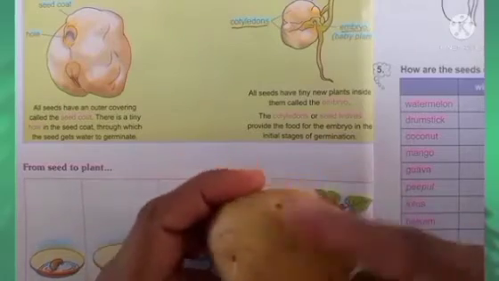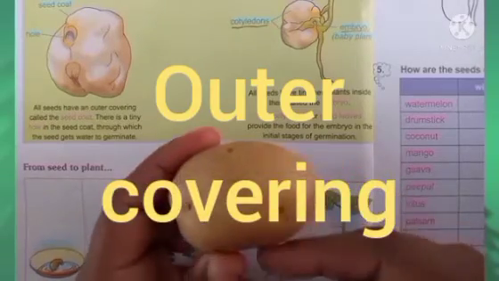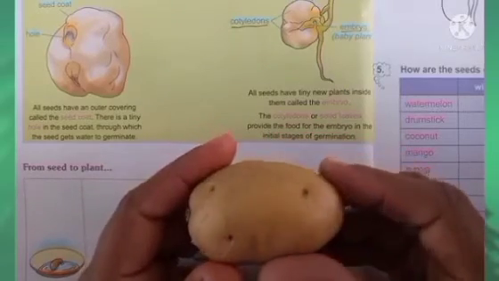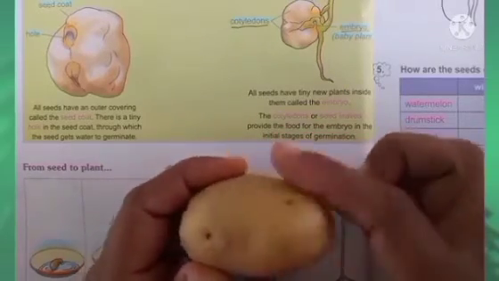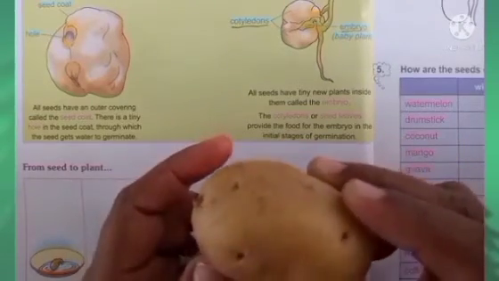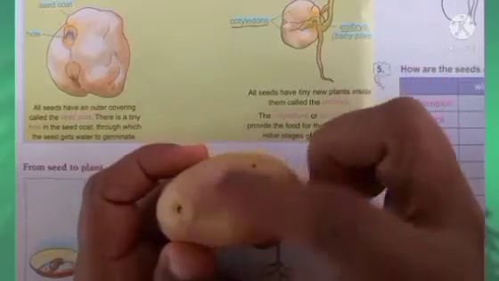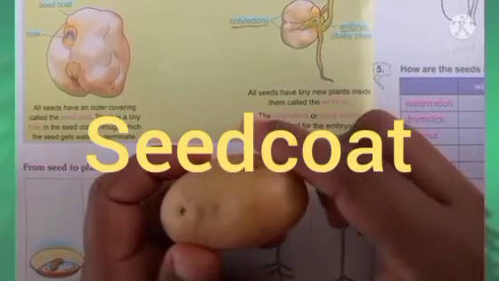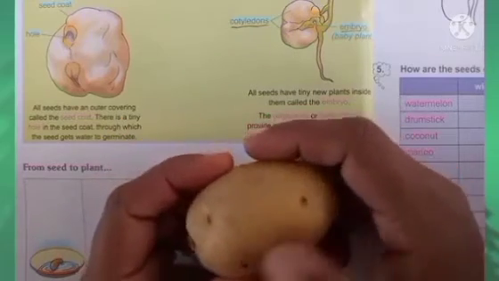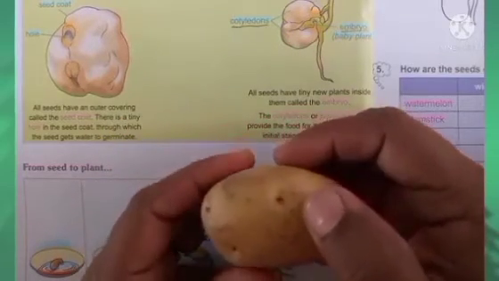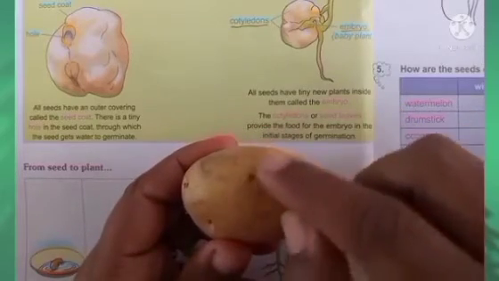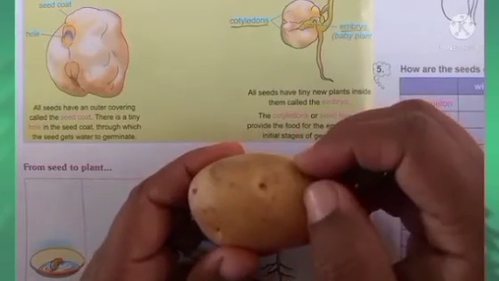This is called an outer covering. This is the outer covering of a potato. This outer covering is called a seed coat. What is this called? Outer covering is called a seed coat. This is the seed coat and it has tiny holes in the seed coat.